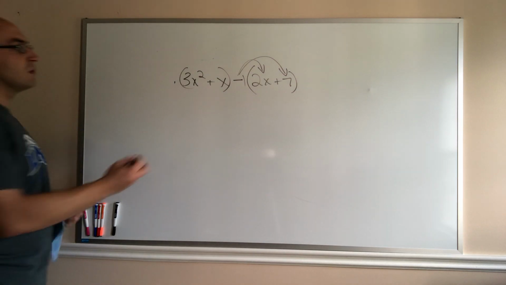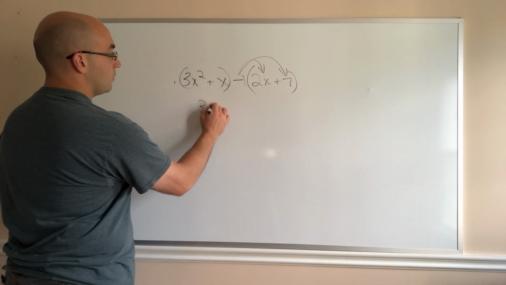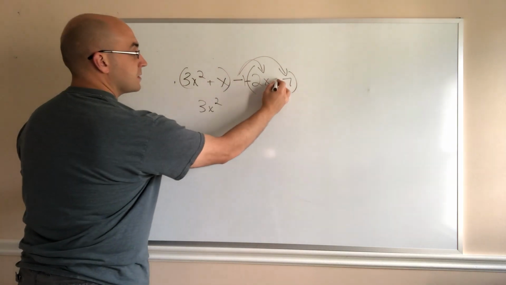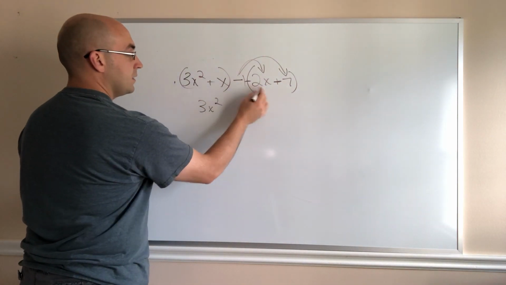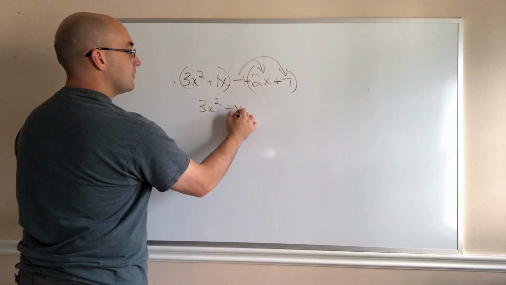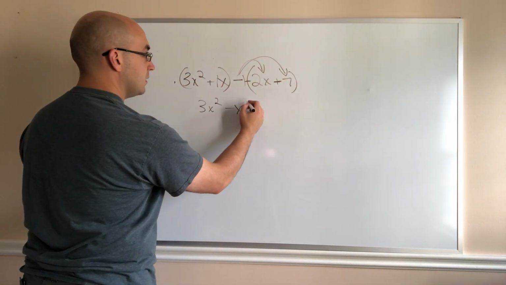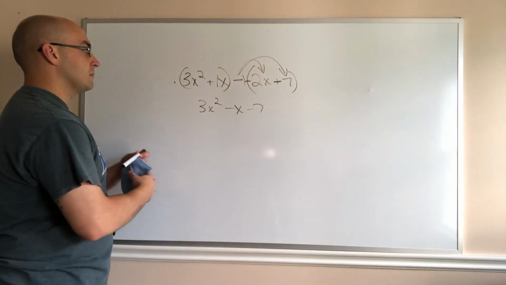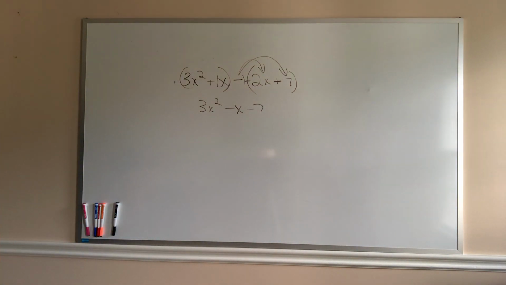The simplification here would be, there's only 1x squared, so that stays. This would be a -2x and a -7. So 1x minus 2x is -x, and then this would be a -7. Okay. So I can't combine a whole lot there, right? That was just not lucky.